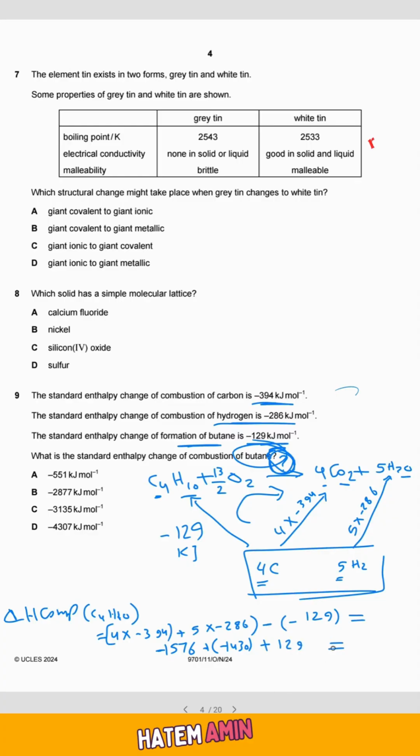At the end, the result should be minus 2877 kilojoule per mole. Can we find this answer in our options? Yes, we have it in B. Okay, so the right answer here in question number 9 is B.